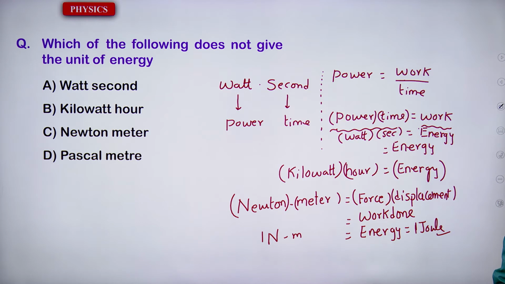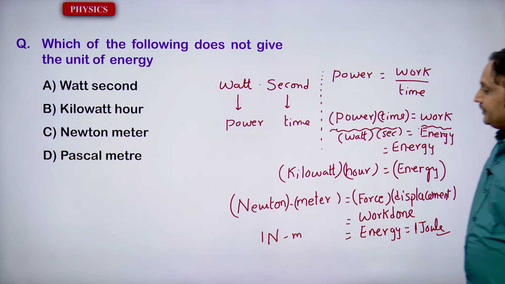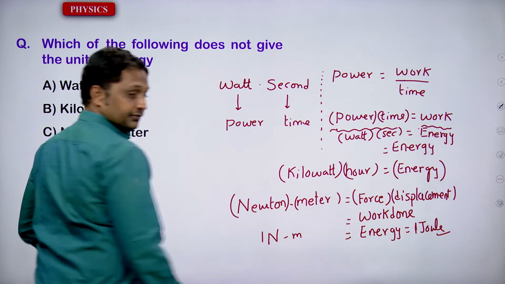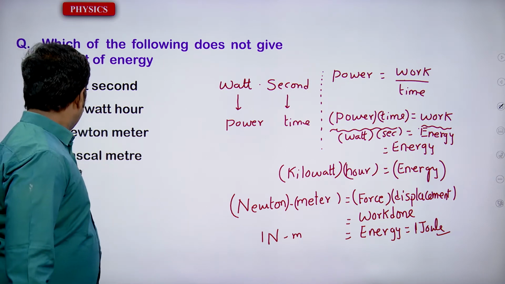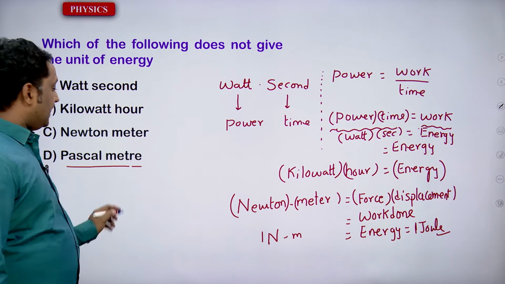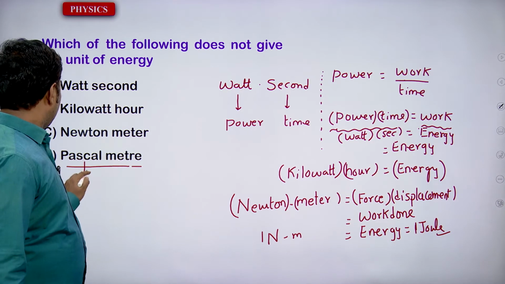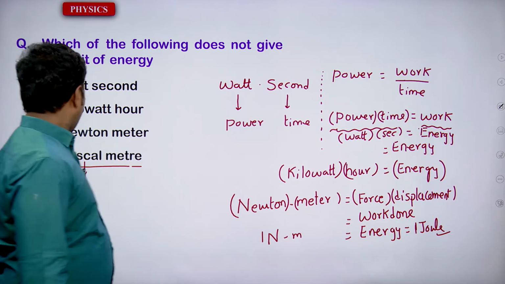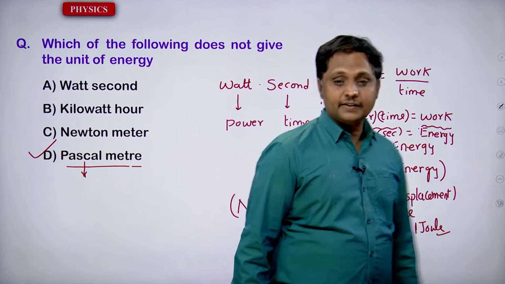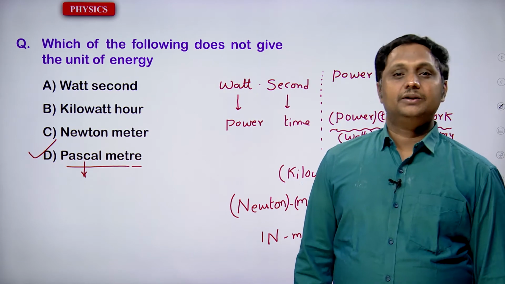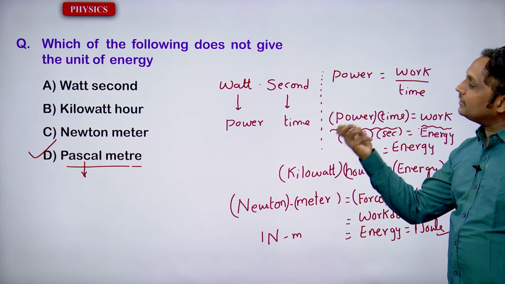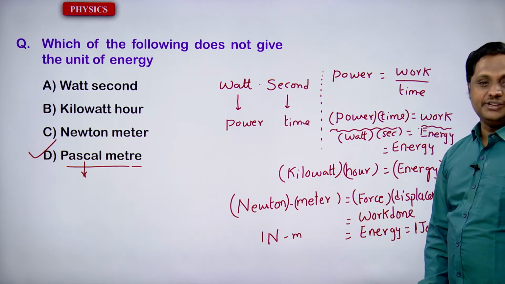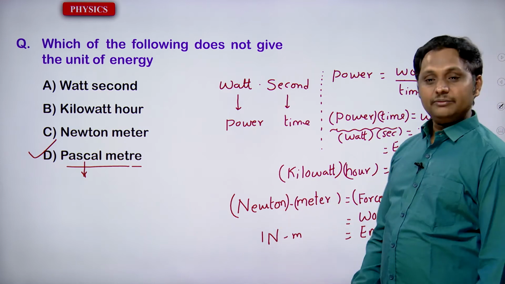Now, it is time to look at the fourth option, that is Pascal meter. It does not represent energy. Pascal is the unit for pressure, so Pascal meter is not energy. Yeah, this is the correct one. Now for confirmation, the fourth one does not give the unit of energy. All right, it is very clear.